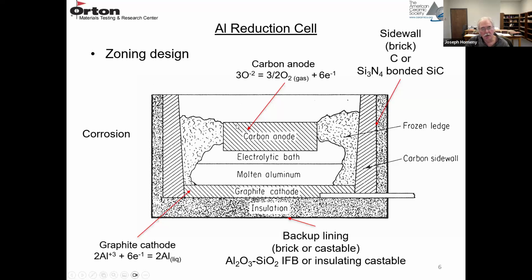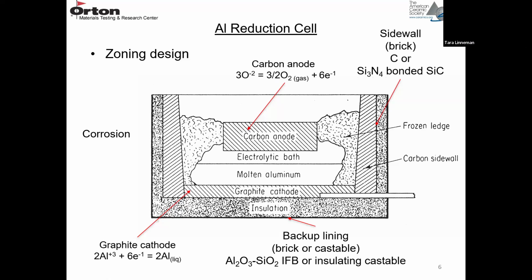So again, at the carbon anode, 3O-2 yields 3/2 O2 gas, and then the 6 electrons. And then at the cathode, 2Al+3 plus the 6 electrons form 2Al liquid metal. So that's what the reduction cell looks like.